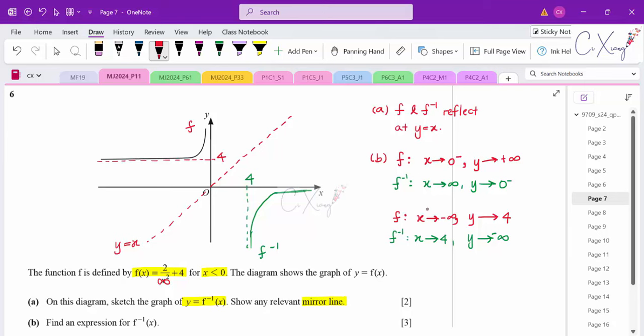Right. And again, all the steps here will not be given any marks. This is for reference.